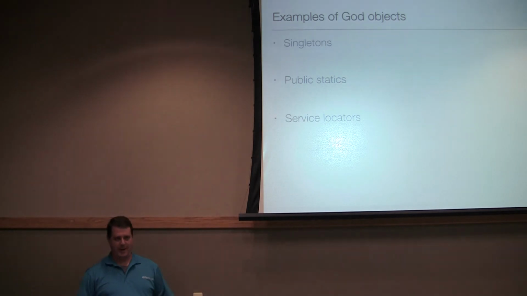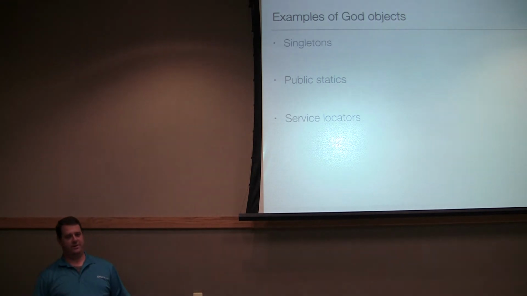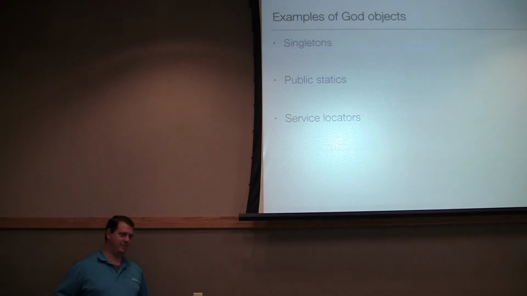Service locators are very popular right now to do dependency injection with. I need a service locator for my database and for my view renderer and whatever else the framework might be using. But actually, these can get you to the place where you can get at your view renderer in places you shouldn't be able to, or you can get at your database in places you shouldn't be able to.